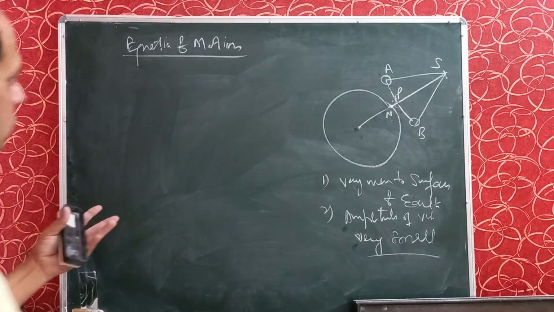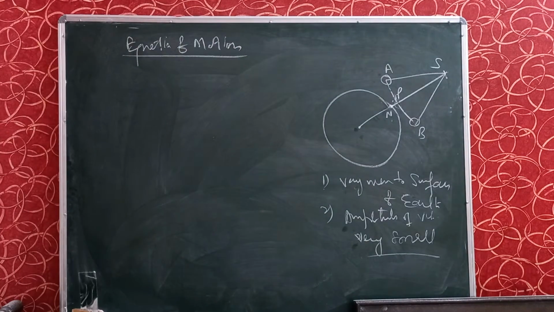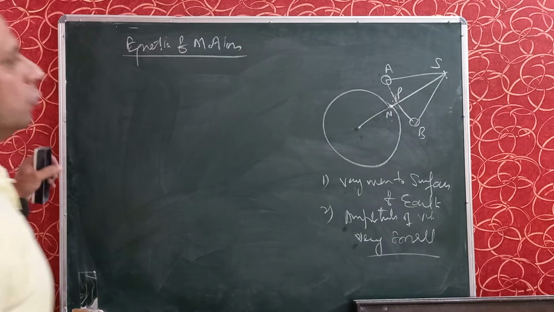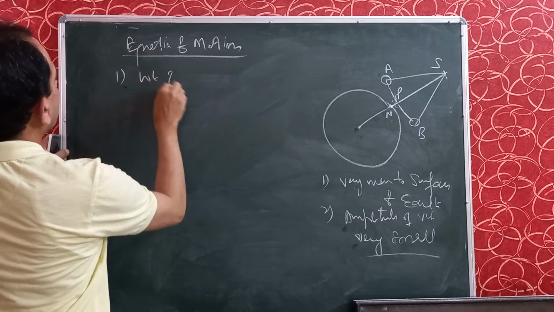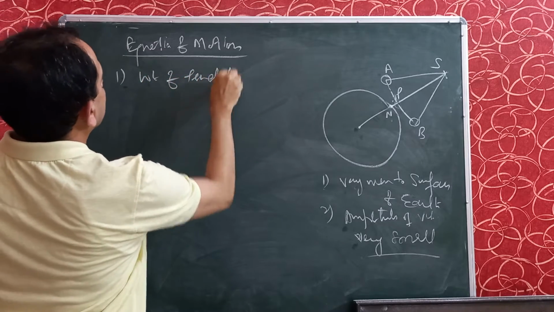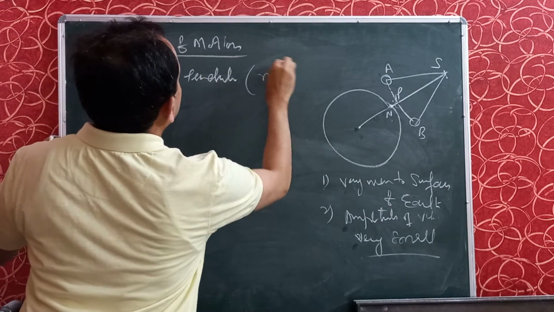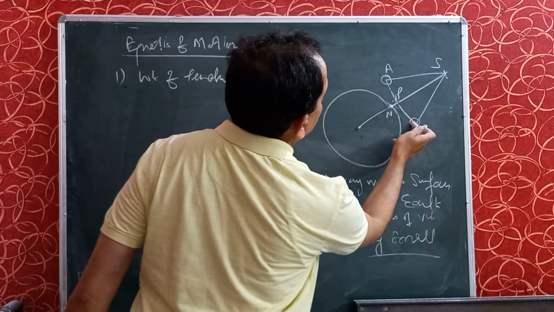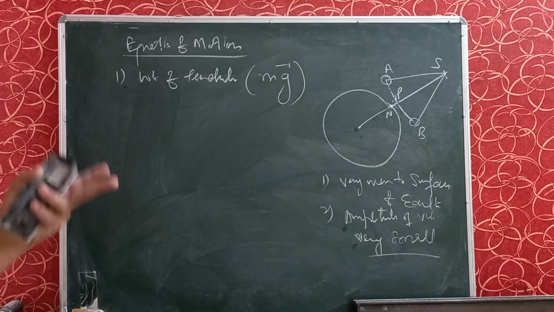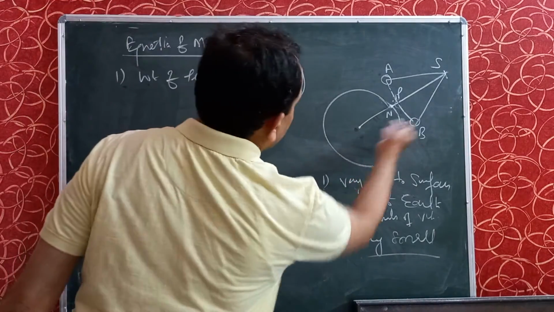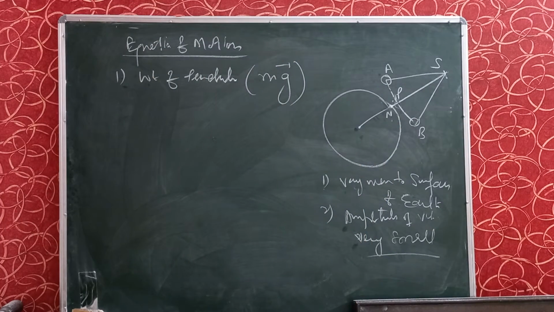So what will be the forces which are acting on the pendulum? There are four forces. First force is weight, the weight of the pendulum. You know that weight is mg. When there is a mass, and gravity is acting on it, then the weight becomes mg. So this is the weight, mg.